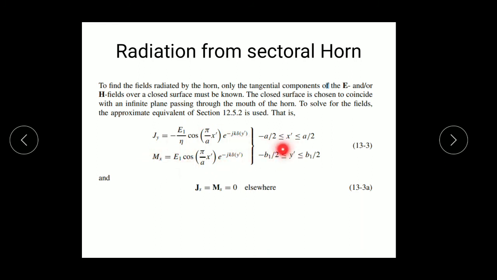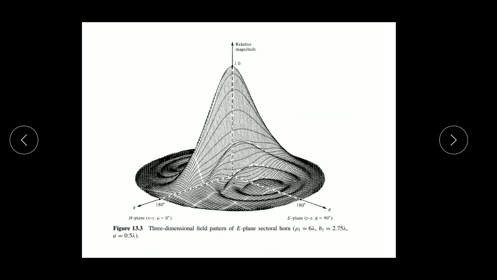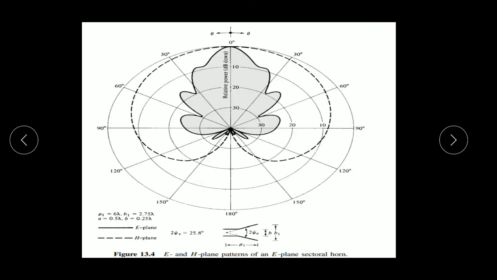And Js is equal to 0 in other conditions. This is the radiation pattern. This is the 3D radiation pattern when rho equals 6 lambda, b equals 2.75 lambda, and a equals 0.5 lambda. This is a polar plot of the radiation pattern of the E-plane.